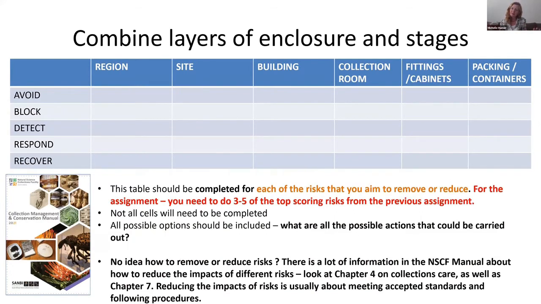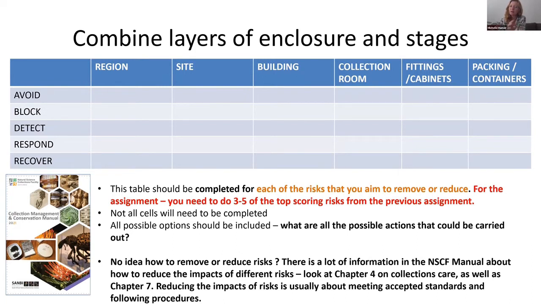So there's a table that you complete, and it combines the layers of enclosure and those stages of control. So you can see you have a region, site, building, collection room, fittings, and your support or your containers for your specimens. And you think about avoiding, blocking, detecting, responding, and recovering. So for this assignment, and if you're implementing the manual, this table has to be done for each of the risks that you aim to remove or mitigate.